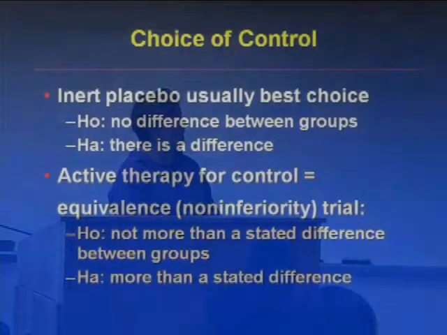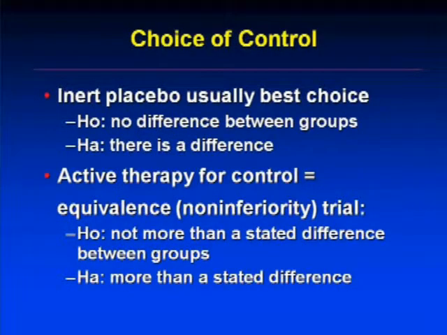So, as I've said, an inert placebo, blinded, is usually the best choice. If you're going to do a placebo, an inactive control, then the null hypothesis is that there's no difference between the two treatments, right? There'll be no difference between the active and the placebo. And the alternative hypothesis is there is a difference in either direction.